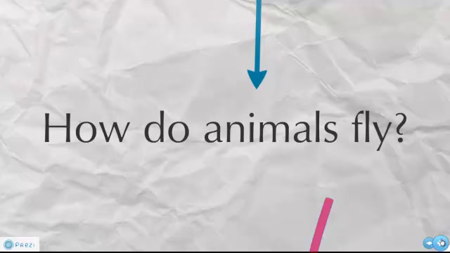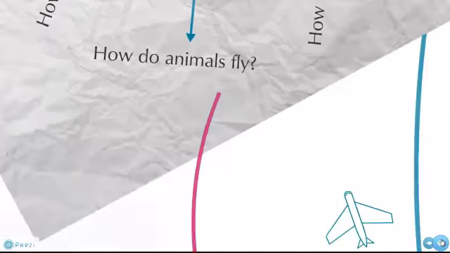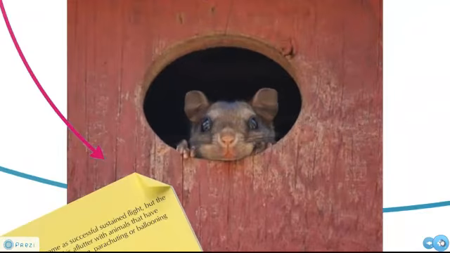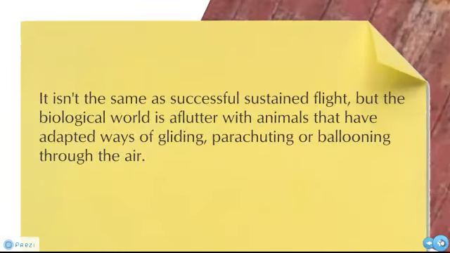In the third set of guided activities, learners explored what kinds of animals fly, how and why they fly, and determined whether all animals fly in the same way. The outcome of the activity was that students learned how many different organisms fly and the advantages of their flight capabilities. It isn't the same as successful, sustained flight, but the biological world is aflutter with animals that have adapted ways of gliding, parachuting, or ballooning through the air.